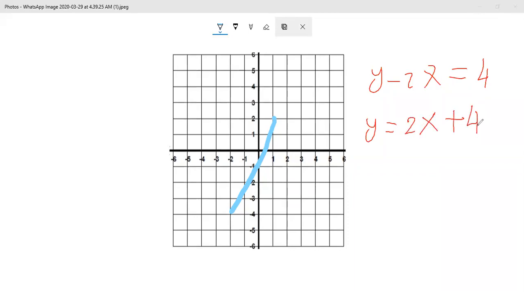Who can explain what happened? You bring 2x to the other side and you change its sign. Yes. So now M equals what? M equals 2 and C equals 4. So the first step, change the equation to y equals, then you can find the gradient and the y-intercept.